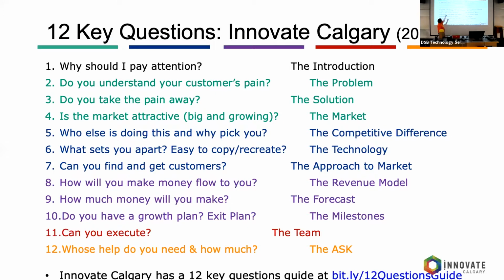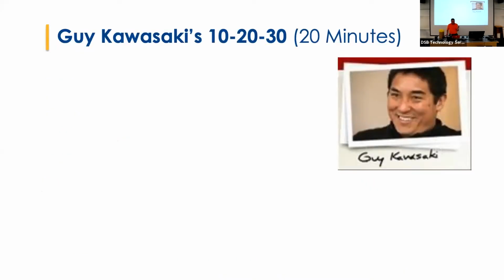So this is a 12 questions piece. Innovate Calgary, now called Calgary Technologies Inc., does this. Guy Kawasaki has this thing called 10, 20, 30. You get 10 slides, you get 20 minutes, you get minimum 30 size fonts. So here are your 10 slides.